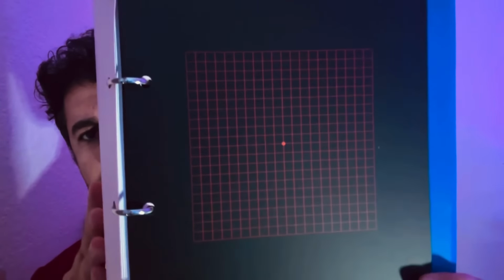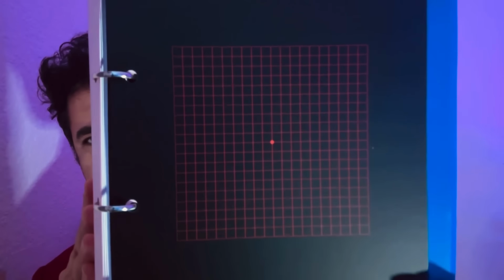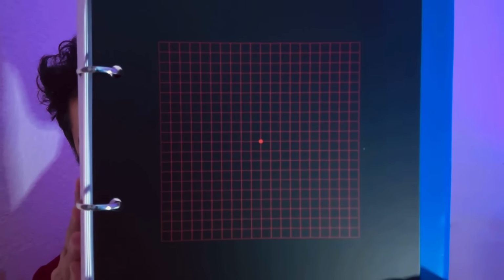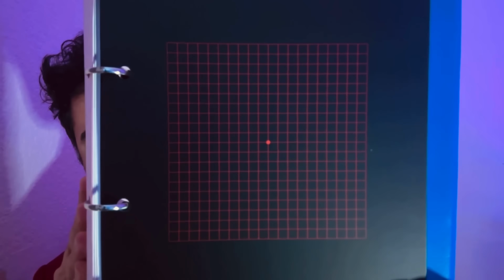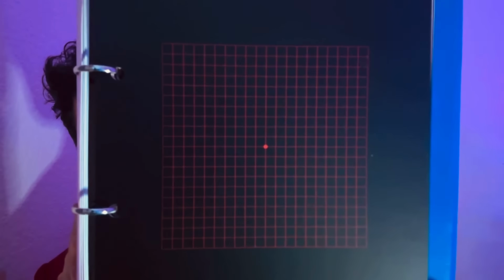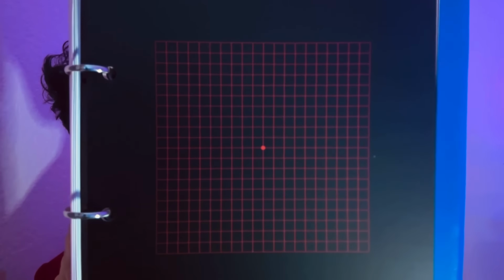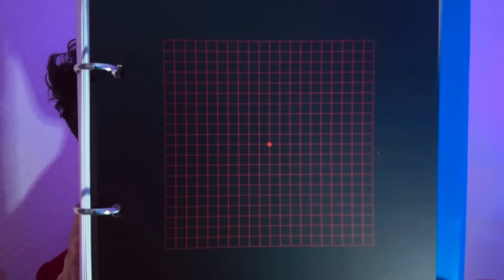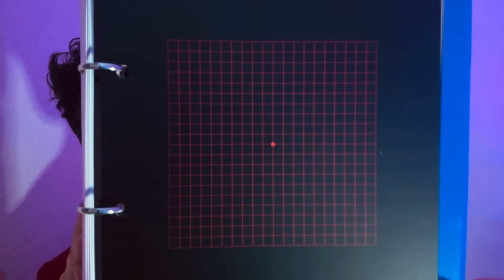Okay, keep looking at the spot again. Okay, any distortion to the lines? No other anomalies, good. And finally cover the other eye. Again, looking at the central red spot. Any distortion? Anything unusual going on there? Excellent work. I'm quite satisfied thus far.